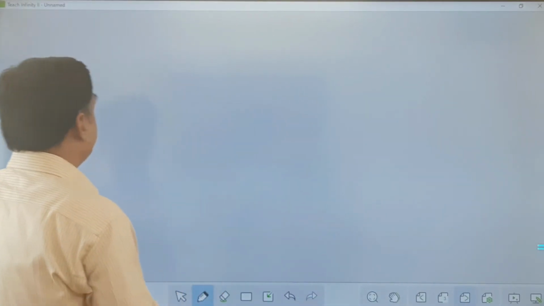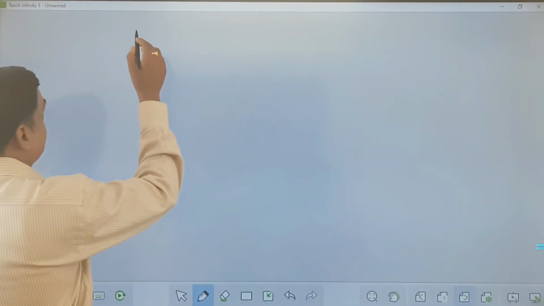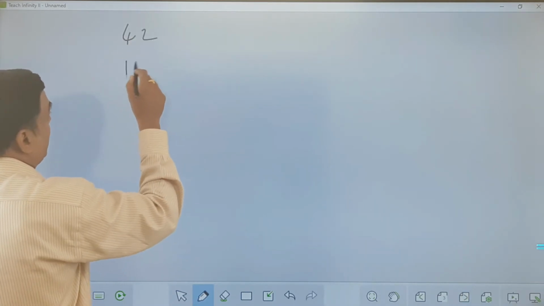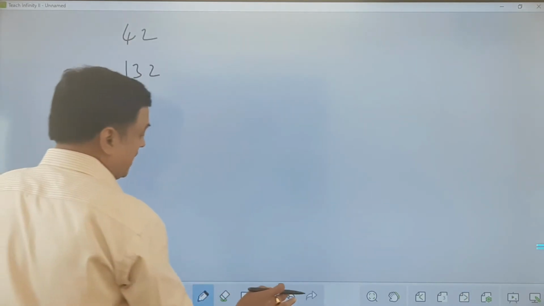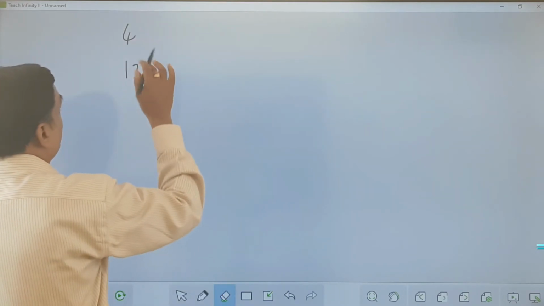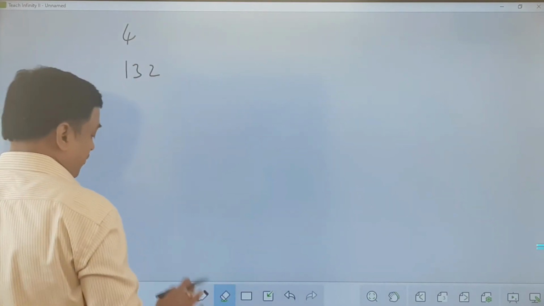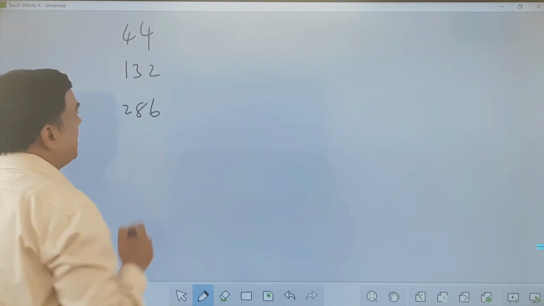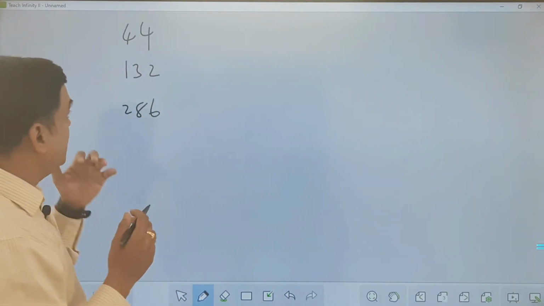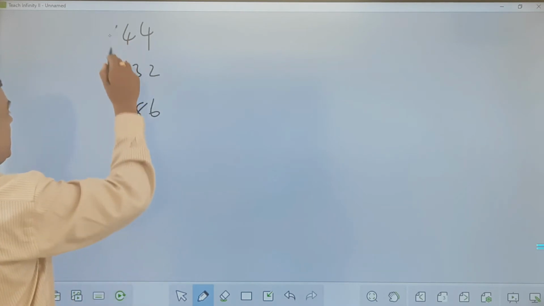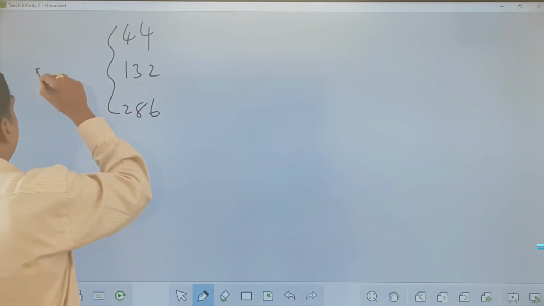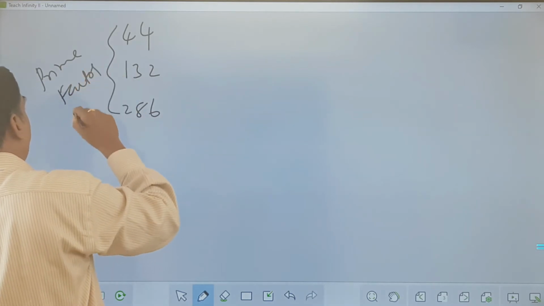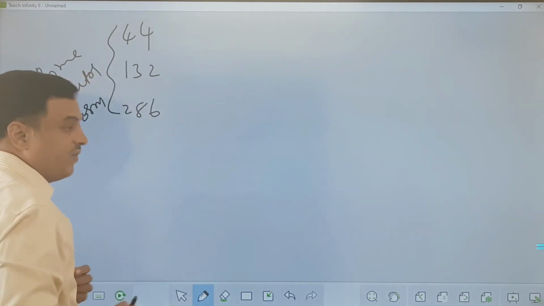Now, the other methods, please observe other methods, friends. Suppose I take numbers like 44, 132 and 286. Now these three numbers I'll convert into prime factor form. Now you all know what is prime factor form.